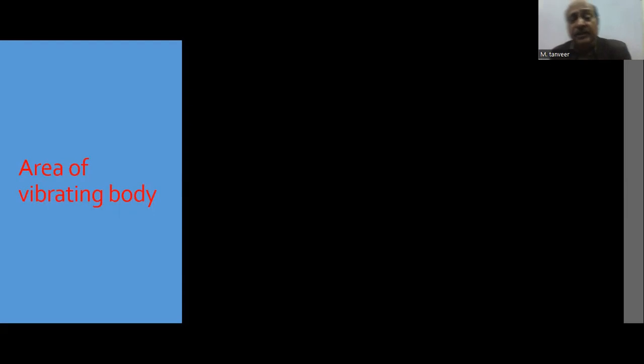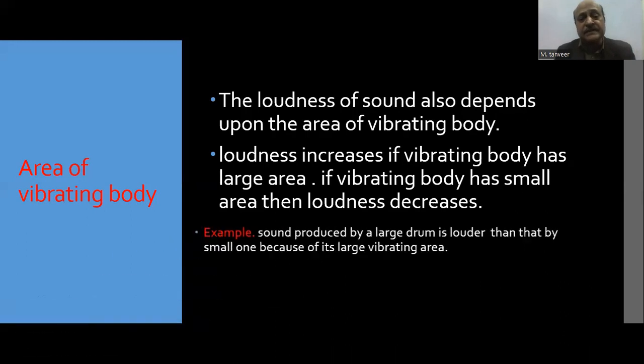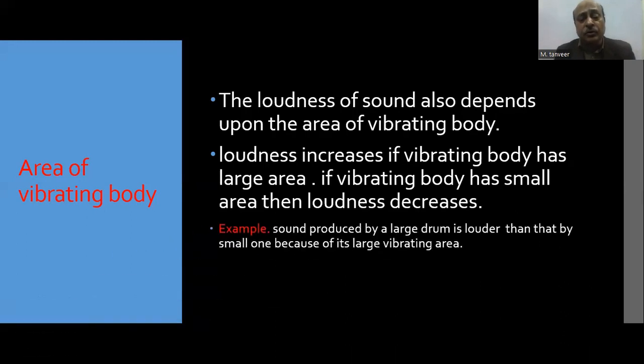So if the area of the vibrating body is large, then sound will be large. If the area of the vibrating body is less, then sound will be less. Loudness of sound also depends upon the area of the vibrating body. Loudness increases if the vibrating body has a larger area. If the vibrating body has a small area, then loudness decreases. For example, the sound produced by a large drum is louder than that produced by a small one because of its large vibrating area.